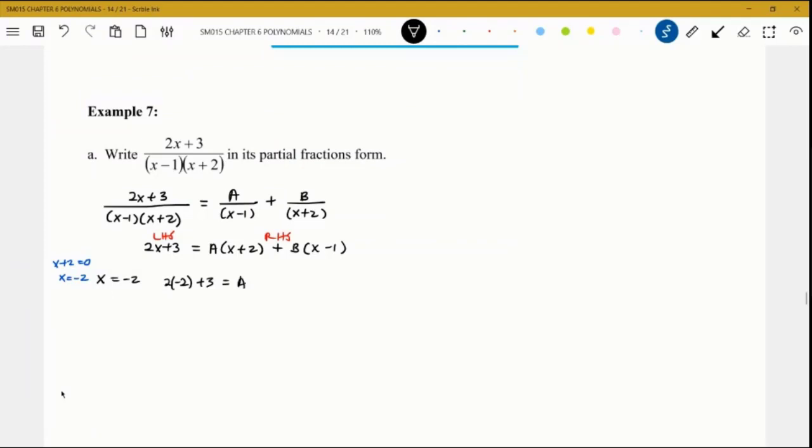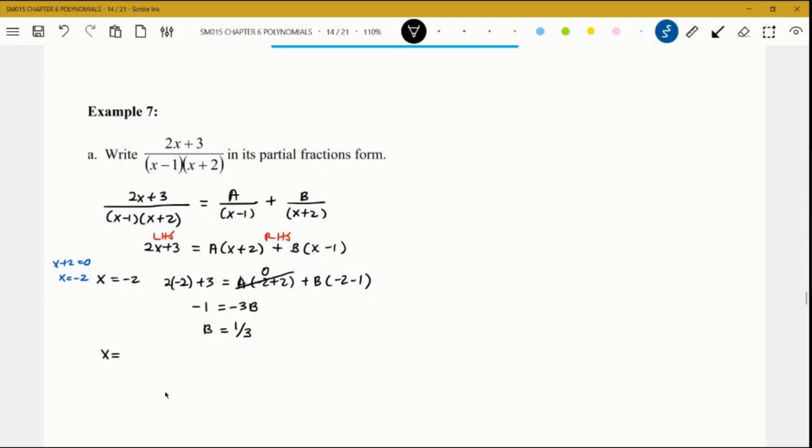On the right, A times negative 2 plus 2, B times negative 2 minus 1. So this one automatically becomes 0, and then in the end only the variable B remains. So negative 4 plus 3 we have negative 1. And then the right side is negative 3B. So B equals what? 1/3. Yes, 1/3. So we already have B. So we need A. So where do we get A?